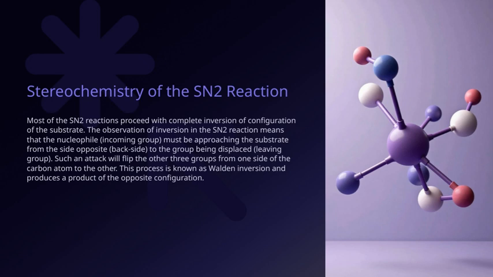This specific process is known as Walden inversion, and it results in a product that has the opposite stereochemical configuration compared to the original substrate. Understanding this inversion is crucial because it highlights how the SN2 mechanism directly influences the stereochemistry of the resulting molecule, reinforcing the connection between reaction pathways and three-dimensional structure.